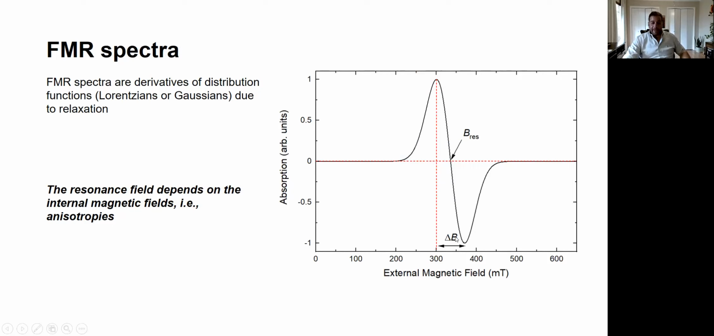The width depends on the relaxation mechanism. Remember, in the simulation, we made it faster and slower and so on. This delta P depends on that. And the resonance field depends on the internal magnetic fields.